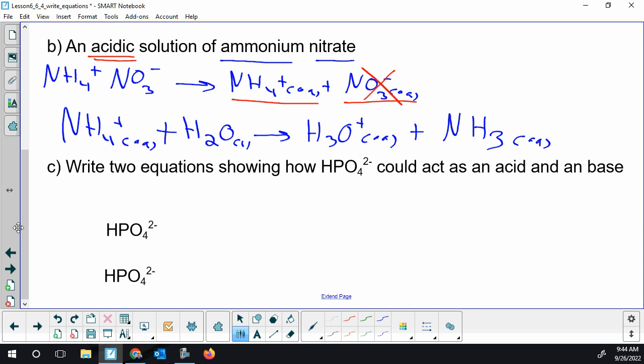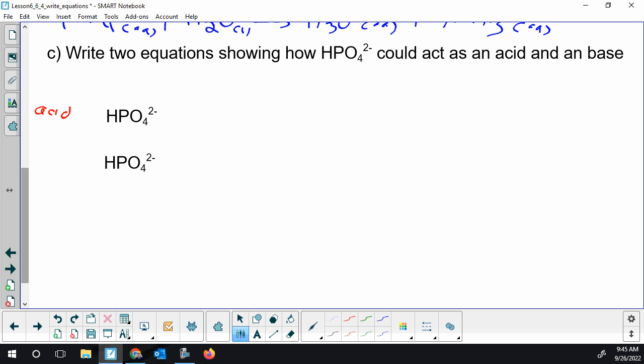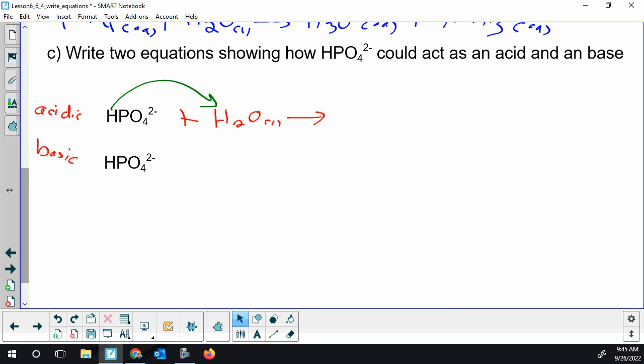C, different style of question. This really tests, can your brain keep the two definitions, modified Arrhenius acid, modified Arrhenius base, within the same question. I'm going to write two equations. The first one is going to be acidic, and the second one is basic, and we're starting with the same chemical. Okay. So if this is our acidic example, we are transferring an H away. So we're going to get our hydronium.